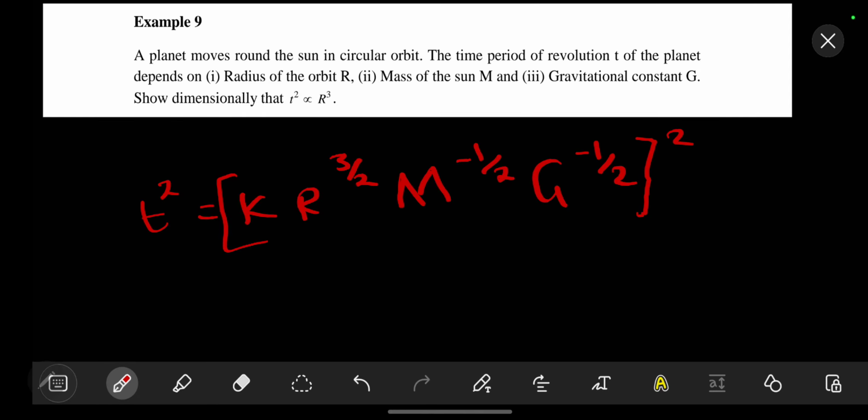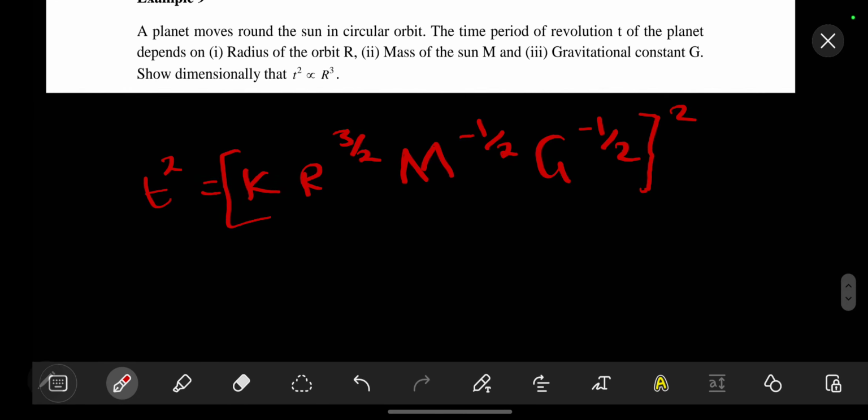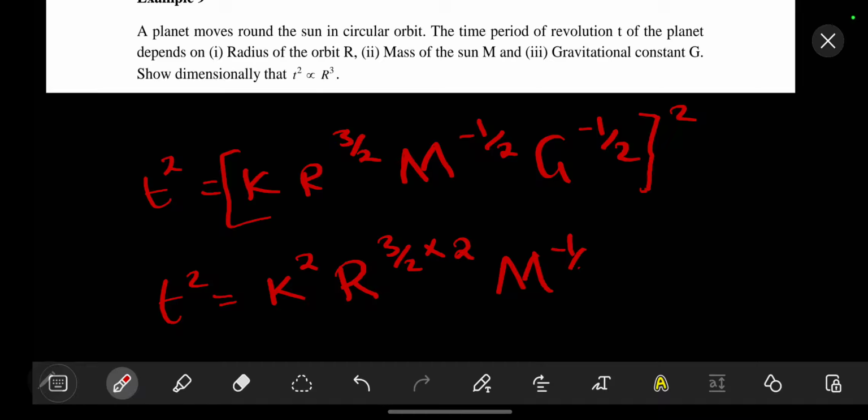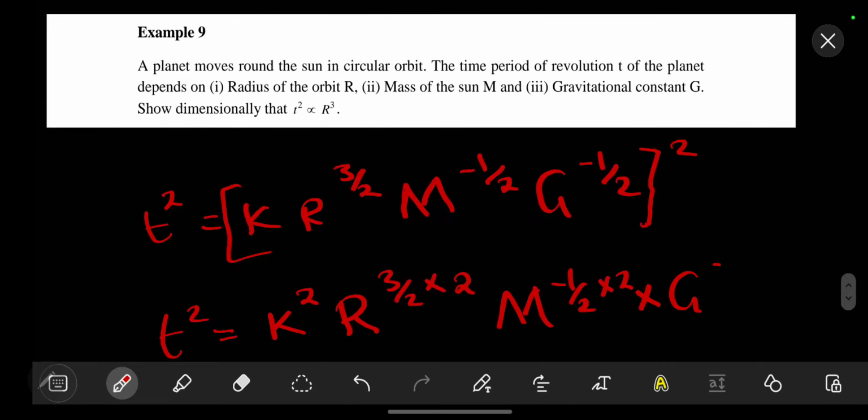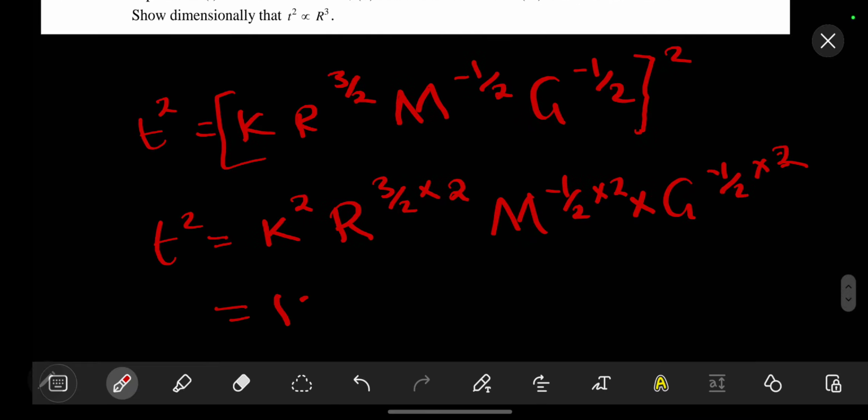As long as I square both sides, I haven't changed any meaning. So it will be t squared should be equal to, this power 2 can be distributed. So we have k to the power 2. Then we have our r to the power of 3 over 2, and the 2 is the same as multiplying. Then we have our m to the power negative half, multiplied by 2. Then finally we have our g to the power negative half, multiplied by 2. So what we are going to get is a k squared.